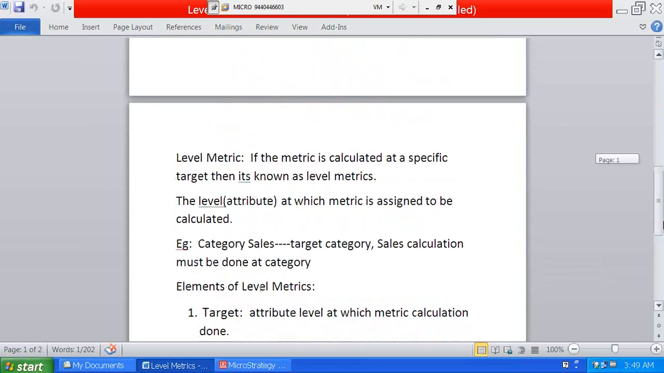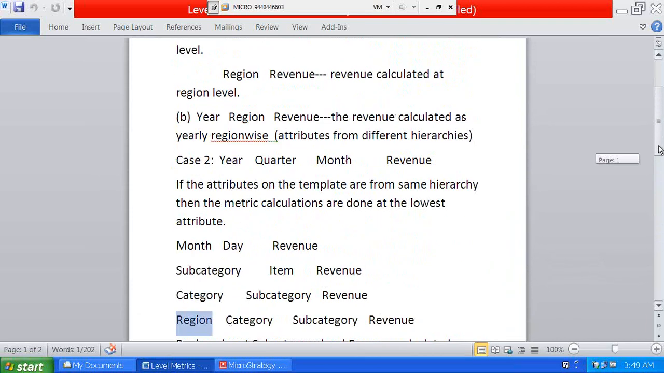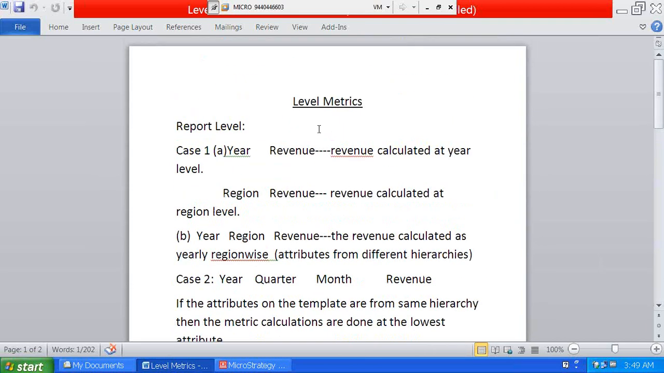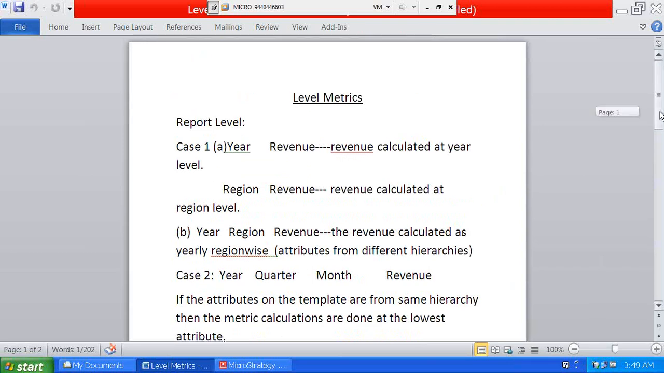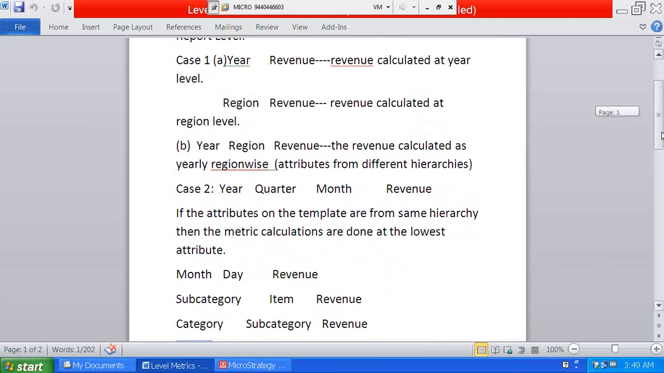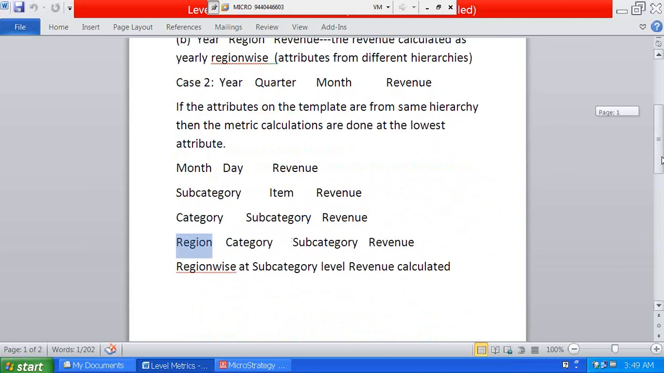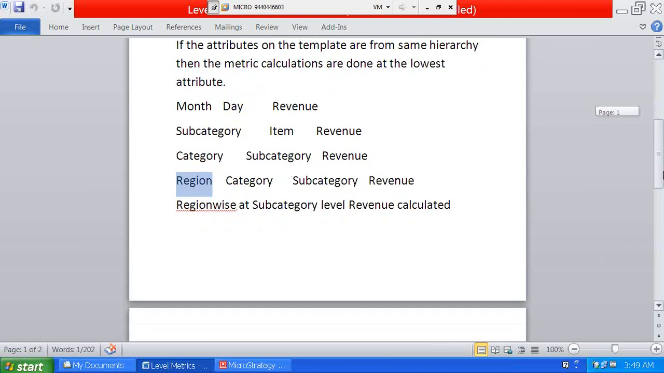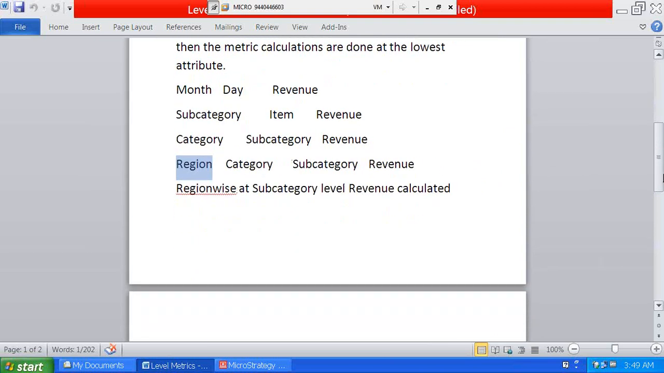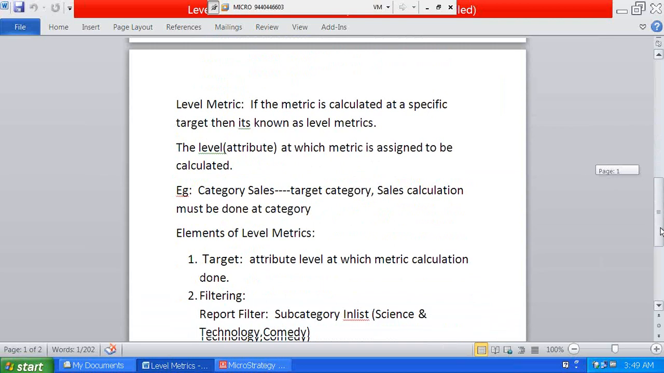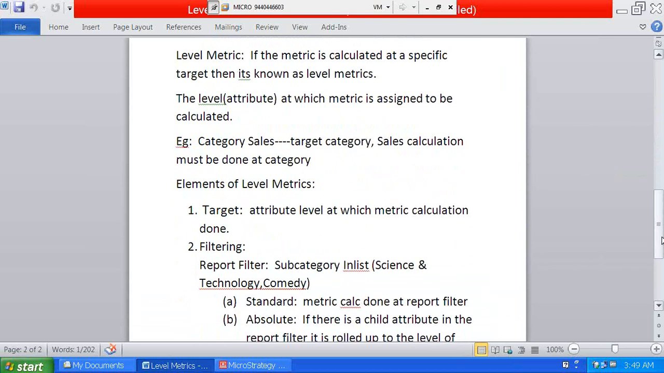That's all about report level. So I hope you are clear. Now, simply, for a single metric, the same metric is what is there in the report. If there are 2 metrics, if both are from different hierarchies, at both the levels; if from the same hierarchy, at the lowest attribute level. If from the same hierarchy, at the lowest attribute level, that is report level.